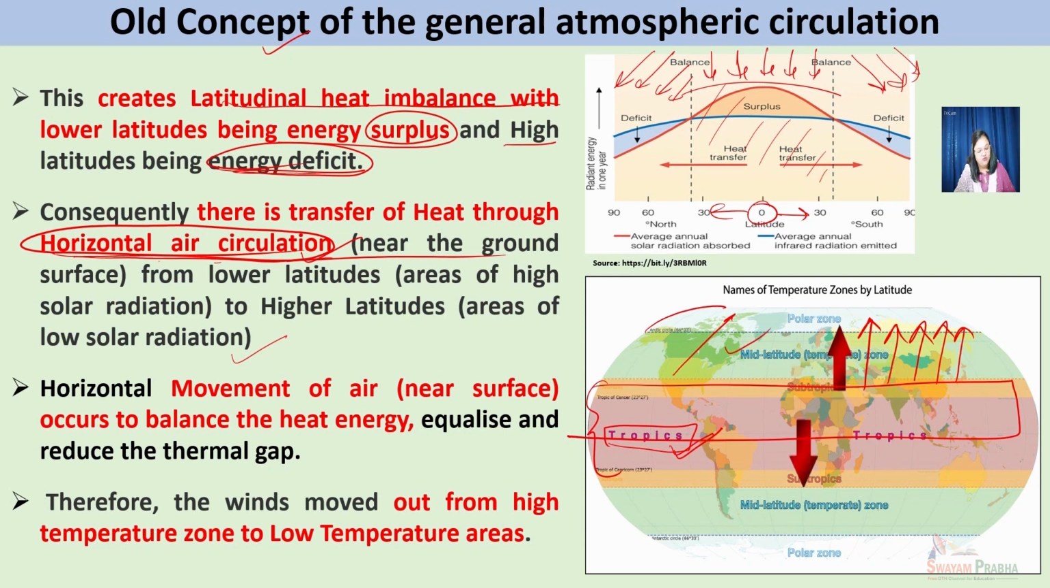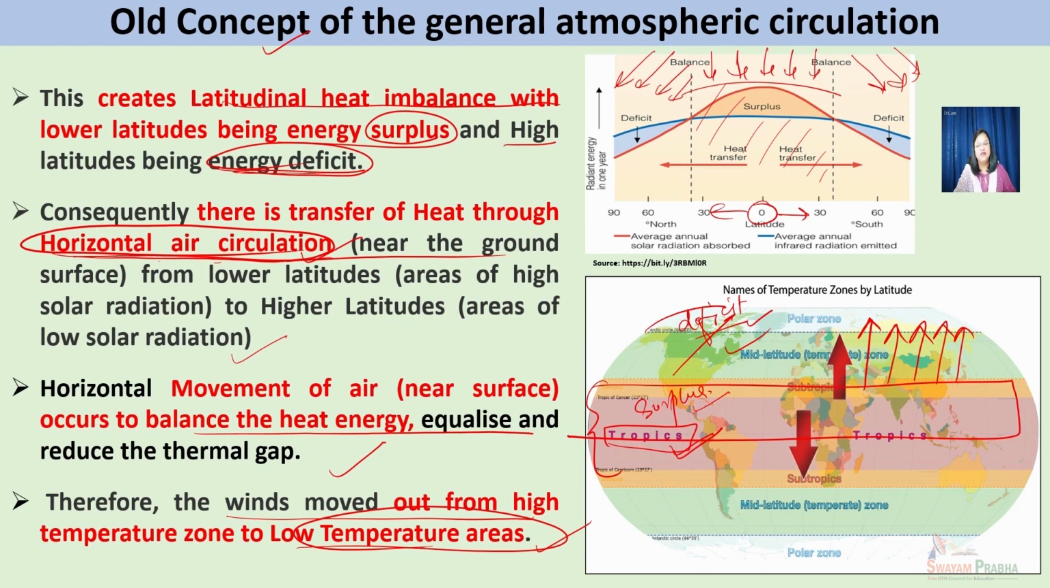And this horizontal movement of air particularly started in order to balance the heat energy and in order to equalize and reduce the thermal gap between the energy surplus areas and energy deficit areas. Therefore, the winds move out from the regions of energy surplus towards the zones of low temperature or energy deficit areas. So you can clearly see that the old concept was clearly based upon the thermal settings or earlier understanding of the temperature conditions which exist on Earth.